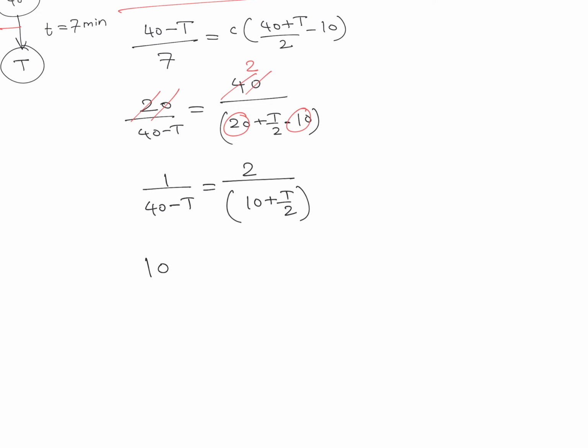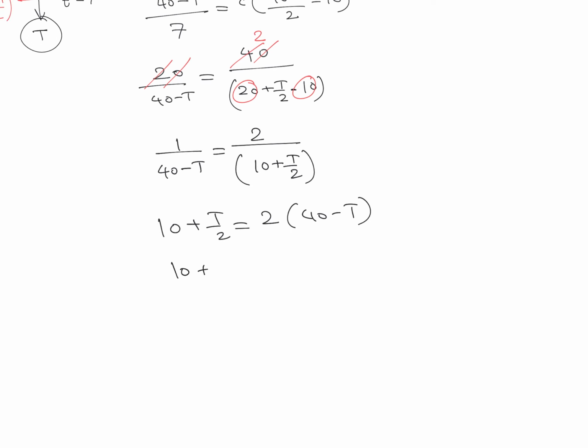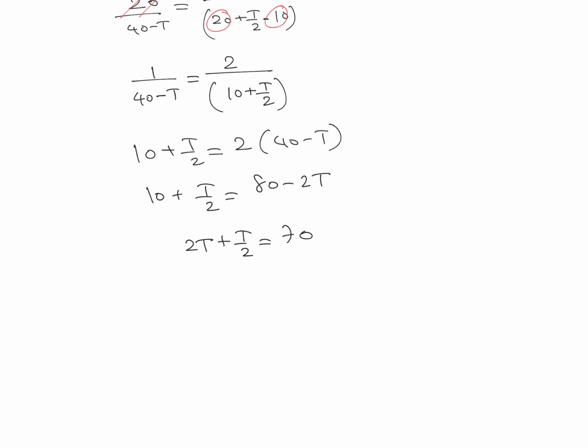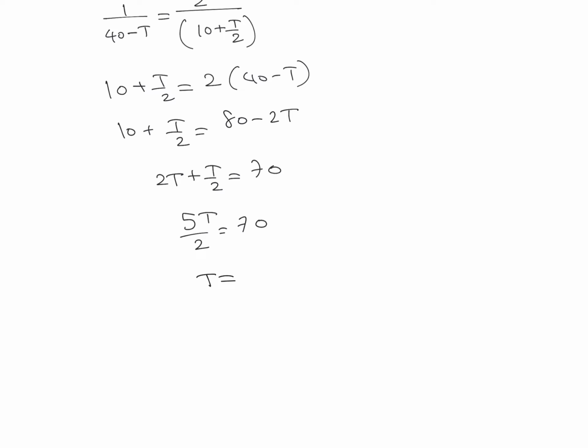Now we can just cross multiply. So it is 10 plus T divided by 2 is equal to 2 times 40 minus T. So we can write this as 10 plus T divided by 2 is equal to 40 into 2, that is 80 minus 2T. So we can write 2T plus T divided by 2 is equal to 80 minus 10, which is equal to 70. So we can write this as 4T plus T, that is 5T divided by 2, is equal to 70. So the value of T will be equal to 70 into 2 divided by 5, which is equal to 28.